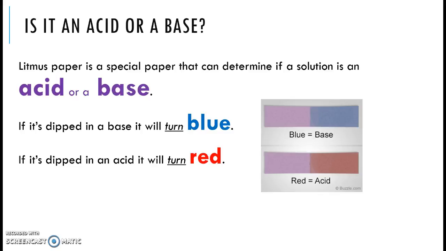In this video, we are going to talk about properties of acids and bases. So if you're in a lab and are trying to figure out whether some substance is an acid or a base, you can use a special kind of paper called litmus paper. This paper is a pink-purple color to begin with, and if you dip it in a base, it will turn blue, and if you dip it in an acid, it will turn red.